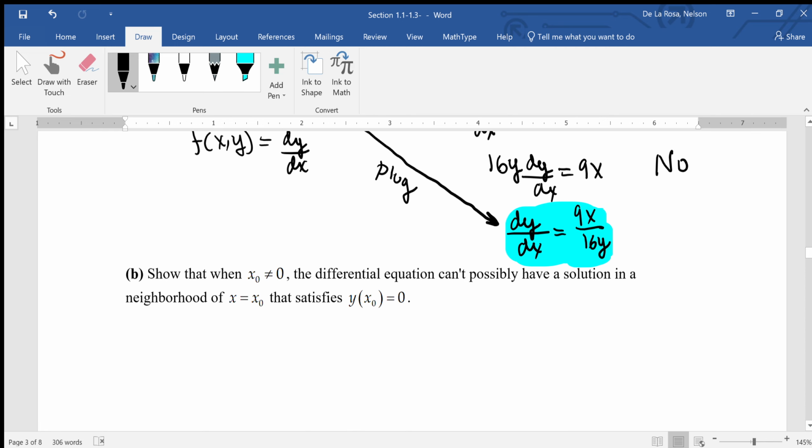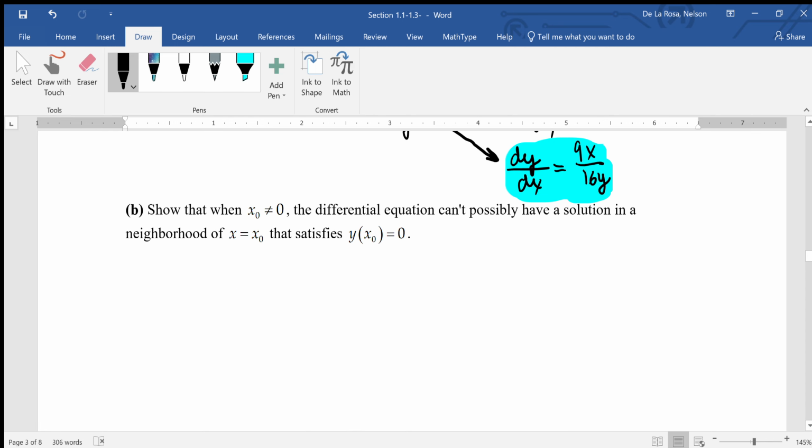Okay. Part B. Show that when x sub 0 is different from 0, the differential equation can possibly have a solution in a neighborhood of x equals x sub 0 that satisfies the condition y at x sub 0 equals 0. Well, this looks like a complex problem. Let's try to work it out. Okay.